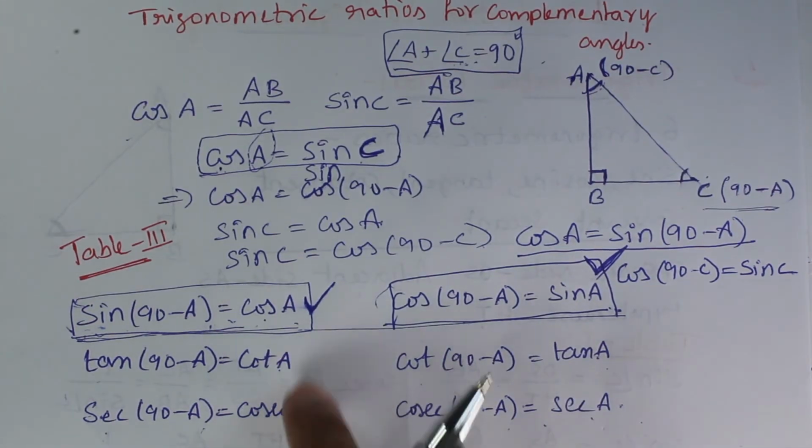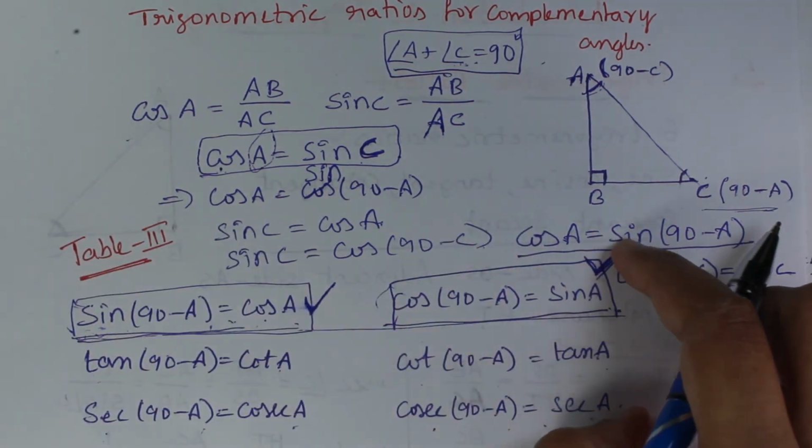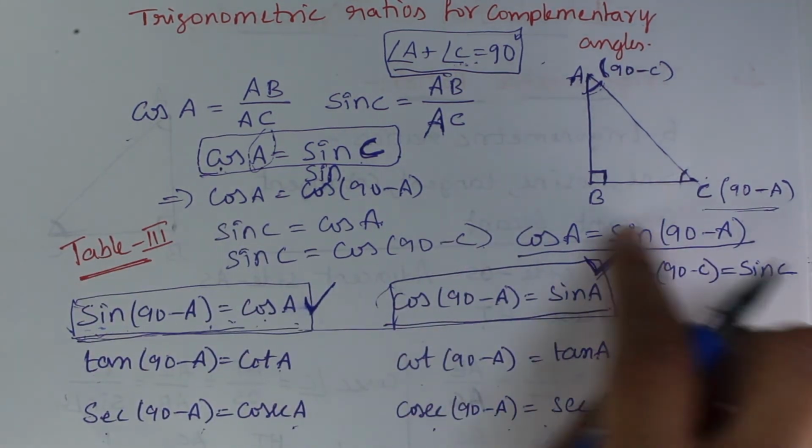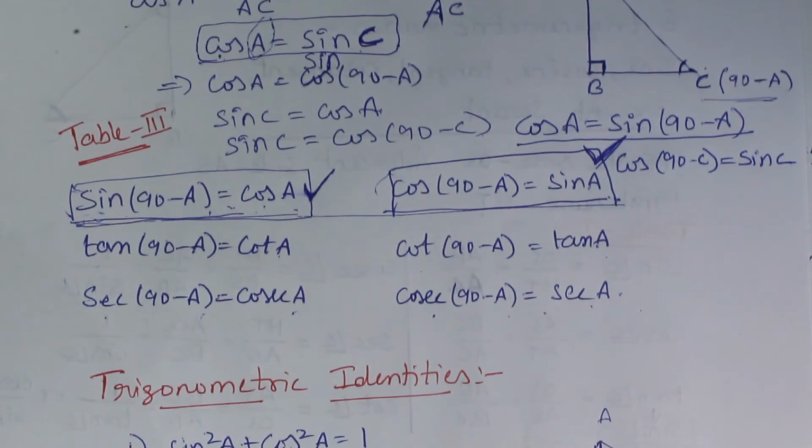This is how we can prove the other two equations also. This table is also important. Exercise 3 problems are based on this concept of trigonometric ratios for complementary angles. Hope this is clear for you.